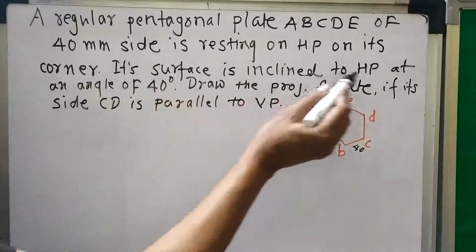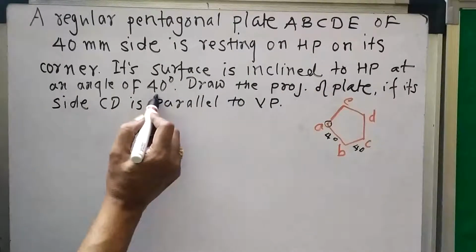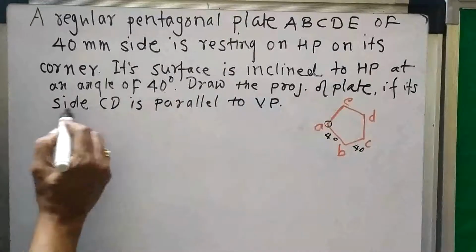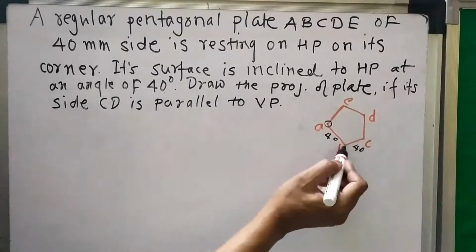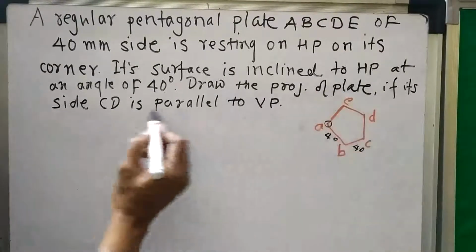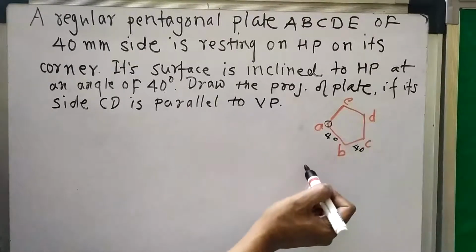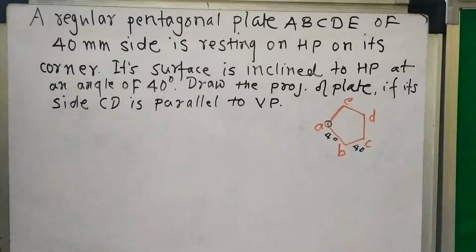Its surface is inclined to HP at an angle of 40 degrees. So surface inclination with HP. Draw the projection of the plate if the side CD is parallel to VP. Means this side is parallel to VP and the surface is inclined to HP.